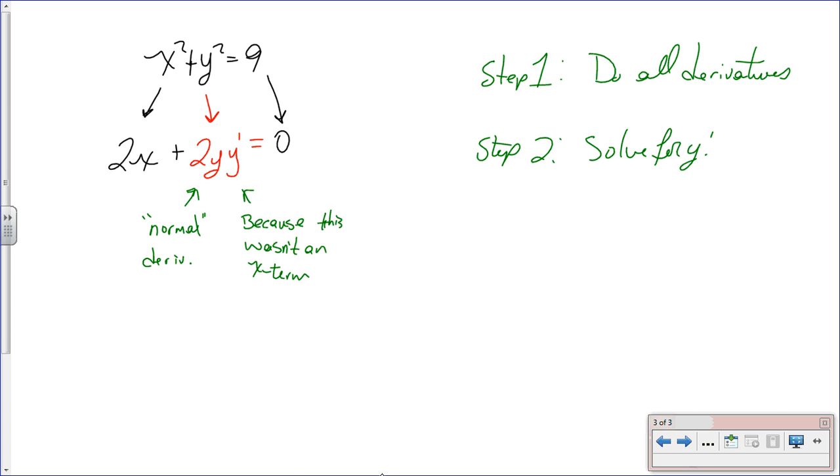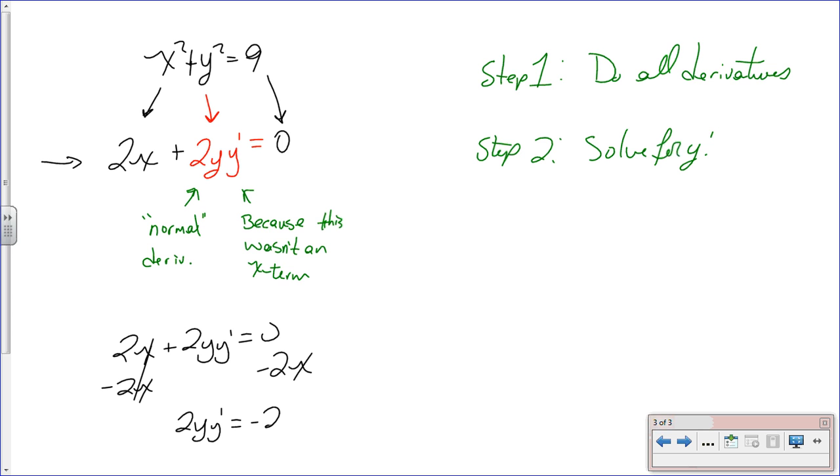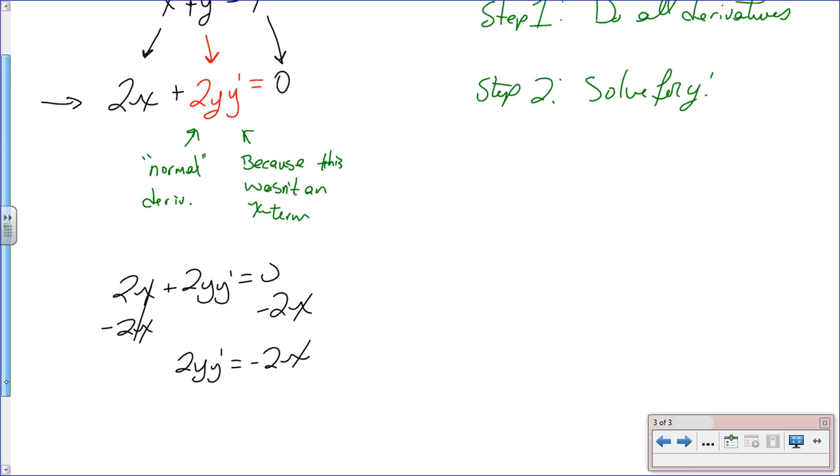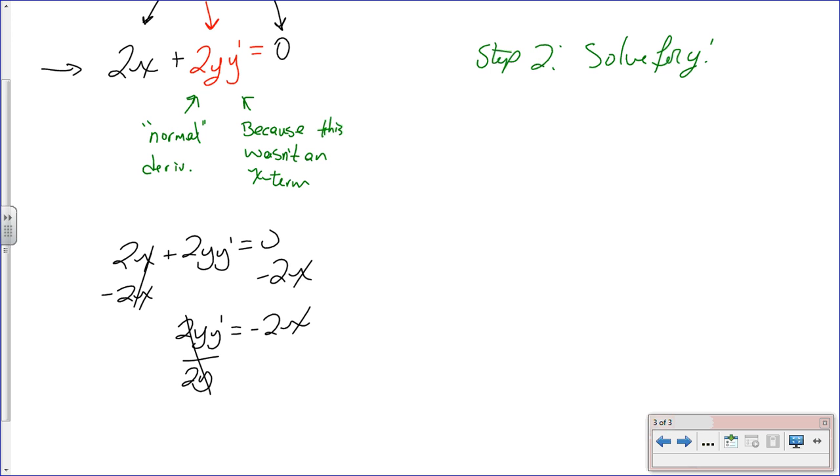So now back to here. Sorry about flipping back and forth. Now we're going to take this equation, 2x plus 2y y prime equals 0, and solve it for y prime. So I'm going to rewrite it down here. Subtract 2x from both sides. So 2y y prime equals negative 2x. Divide by 2y. So y prime equals, because the 2's will cancel, negative x over y.